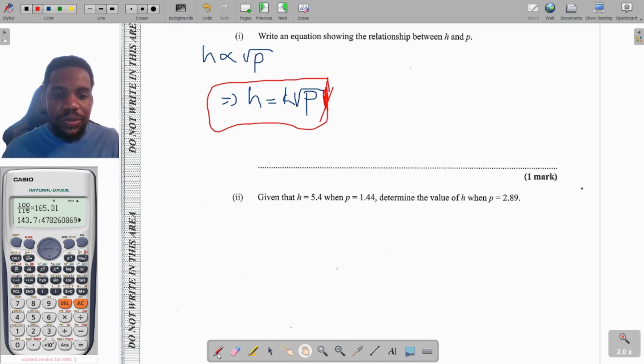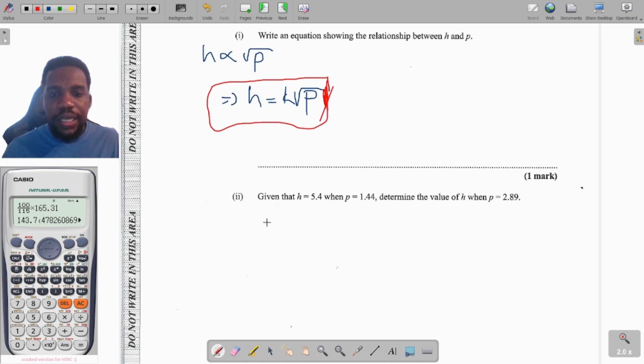Part 2 says that given that the height is 5.4, when p is equal to 1.44, determine the value of the height when p is equal to 2.89. So the first thing I need to do is find a constant, right? Using this part of the information, ignoring everything else. So we have 5.4 is equal to k, which I don't know, times the square root of the perimeter, which is 1.44. All right. Now you can use a calculator here.